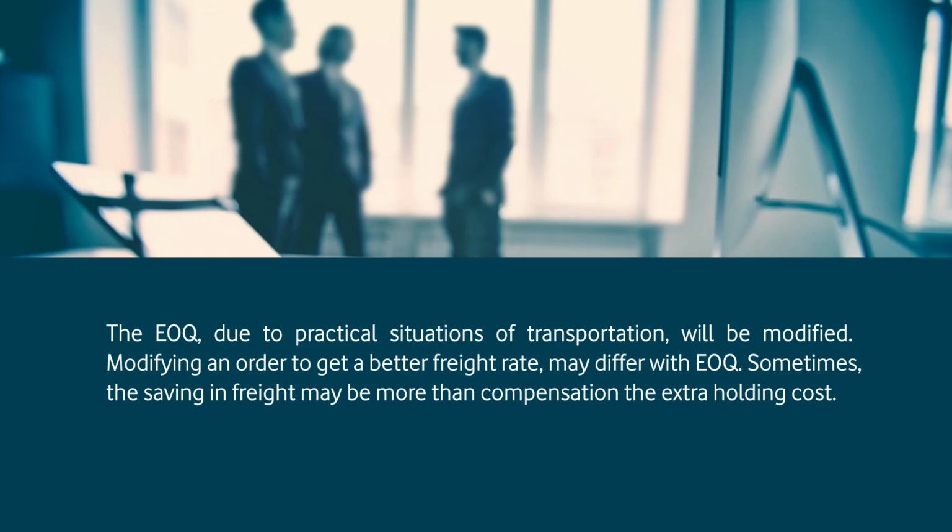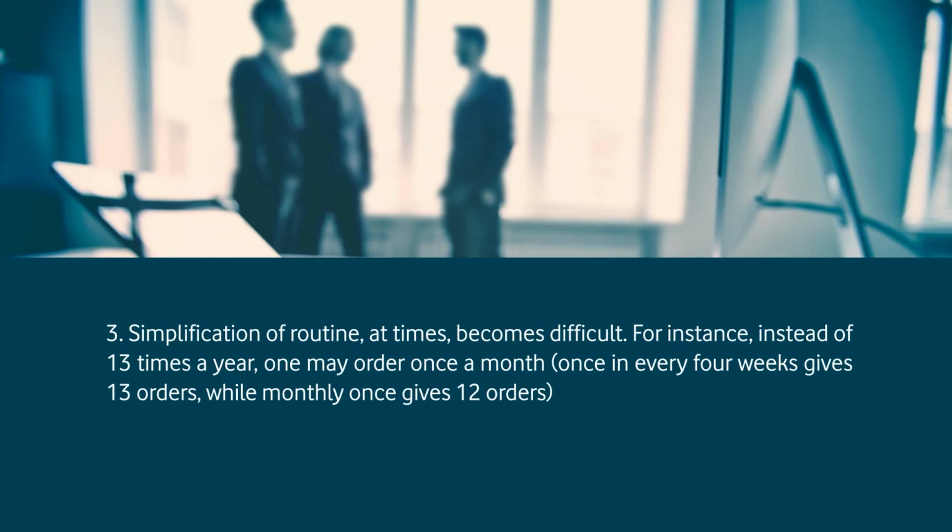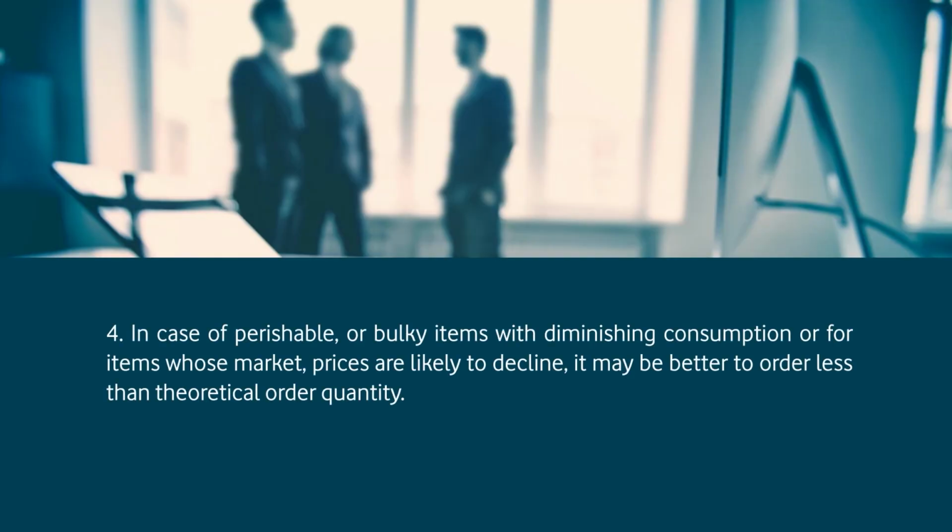The economic order quantity is modified in practical situations. Transportation will modify it: in order to get a better freight rate, the order may differ from the economic order quantity. Sometimes the saving in freight may be more than the compensation for the extra holding cost. These are the limitations of EOQ. Simplification of routine: at times it is difficult, so instead of 13 orders in a year, one may order once a month, giving only 12 orders. These are also limitations. In the case of perishables, seasonal supply factors and liberal discounts or concessions, these are the limitations of economic order quantity.